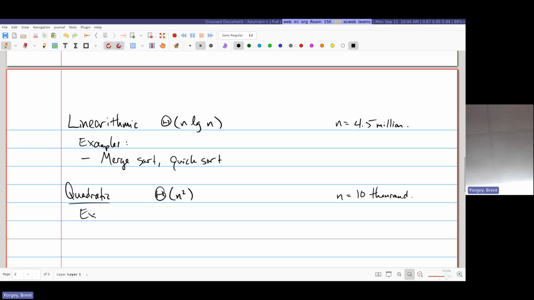But so what are some examples? Does anyone think of examples of things that take theta n squared time? I think somebody said one earlier.